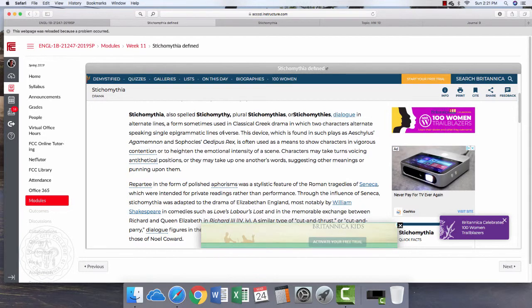So this is the clue. You'll find stichomythia when you have one character giving one line followed by another character giving another line, and it's usually two characters going back and forth. This device, which is found in such plays as Agamemnon and Oedipus Rex, is often used as a means to show characters in vigorous contention or to heighten the emotional intensity of a scene. Characters may take turns voicing antithetical positions. We also know that as arguing. Or they may take up one another's words, suggesting other meanings or punning upon them. Okay, so that's the definition of stichomythia for you.